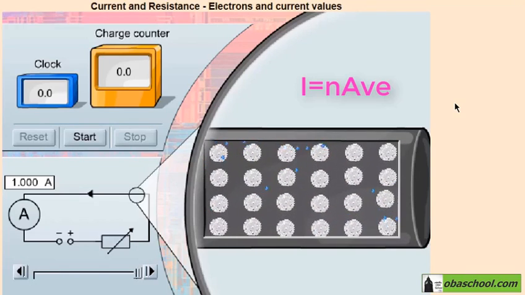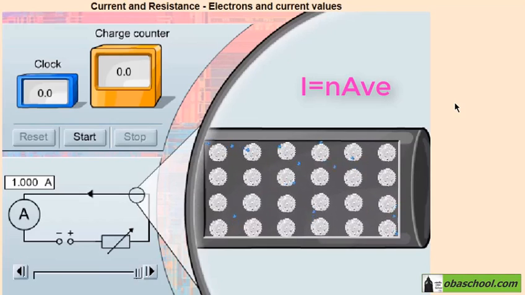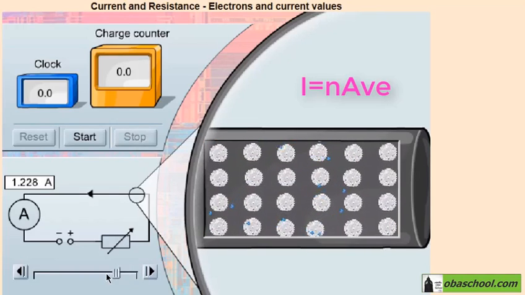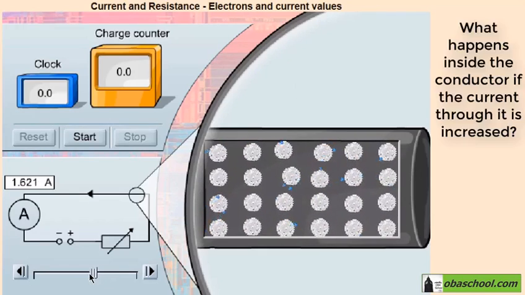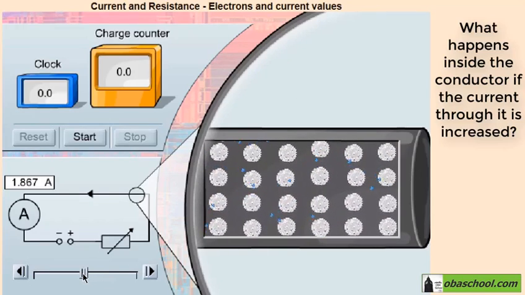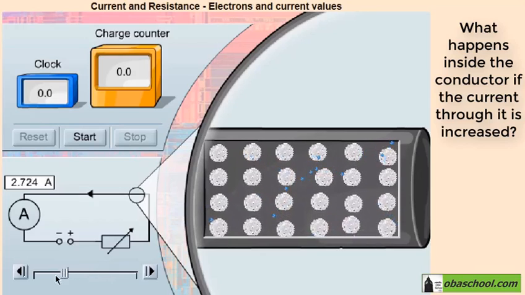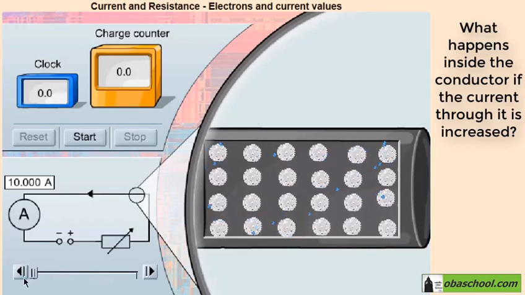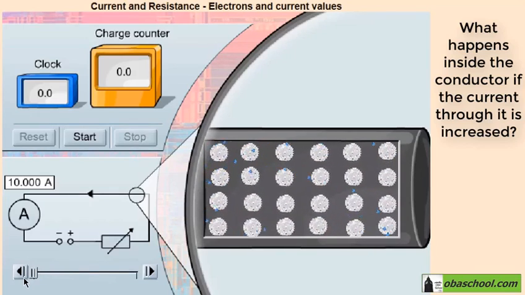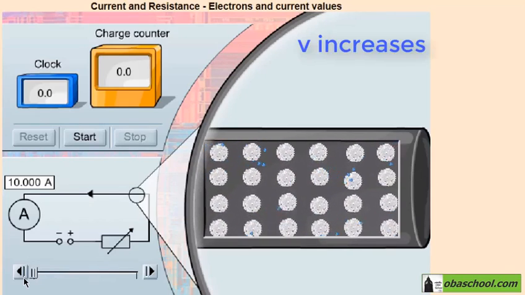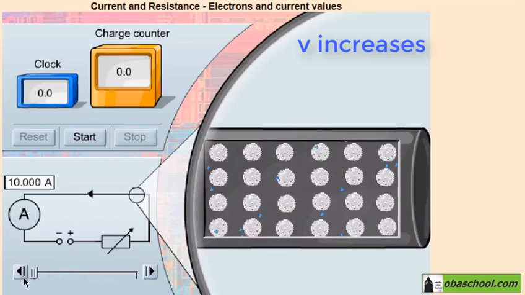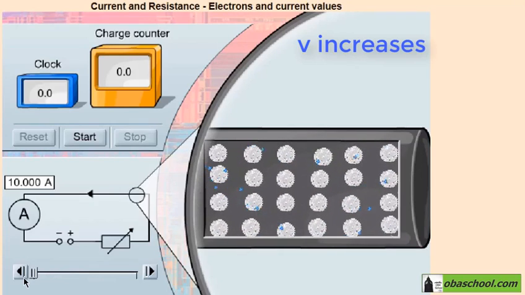Let's use the slider to vary the current through the circuit. What happens inside the conductor if the current through it is increased? Yes, the drift velocity v increases. In fact, it increases in proportion to the current.